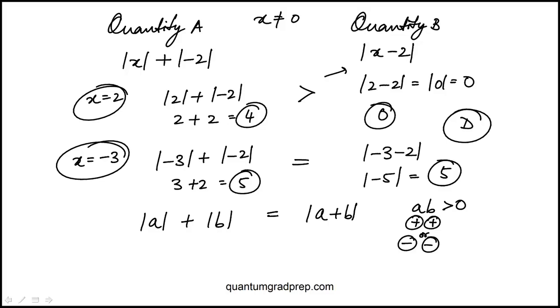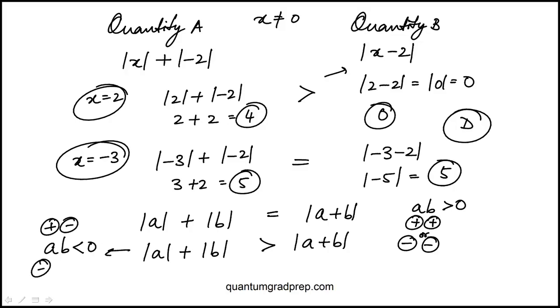Now if one is positive and one is negative, then in that case the first quantity would be greater. Let me write the condition, which is AB is less than 0, because if one is positive and the other is negative, we have two scenarios: negative, positive, or positive, negative. These retain their magnitude because we're taking absolute value of each of these, but when we add them, their magnitude diminishes because one is positive and one is negative.